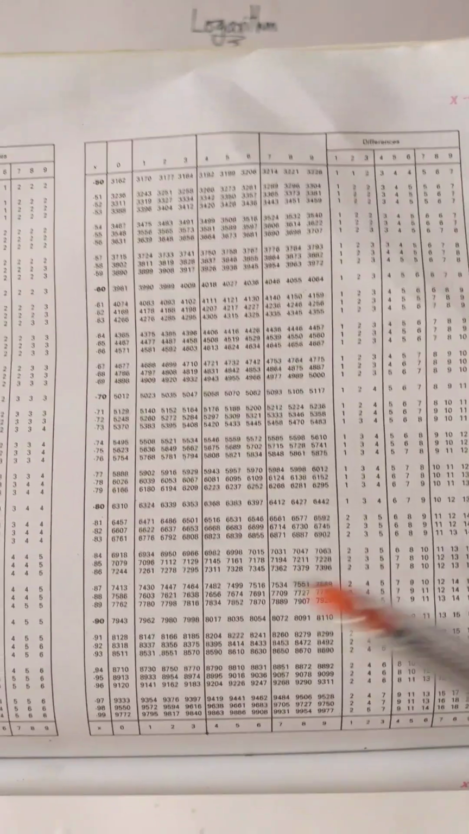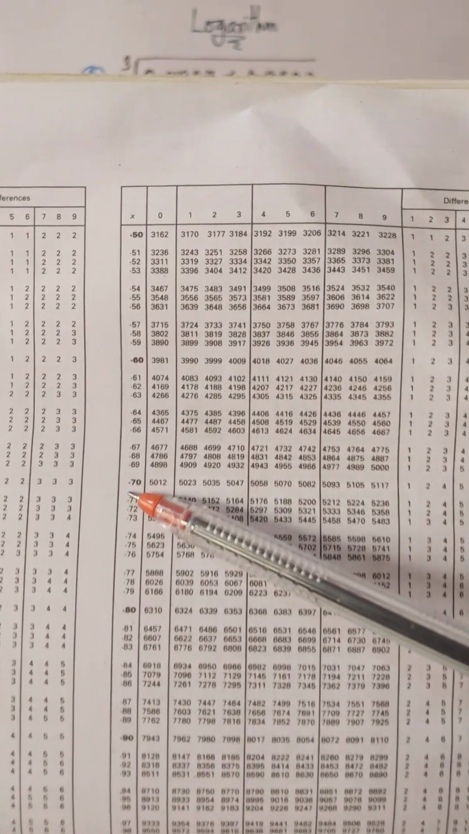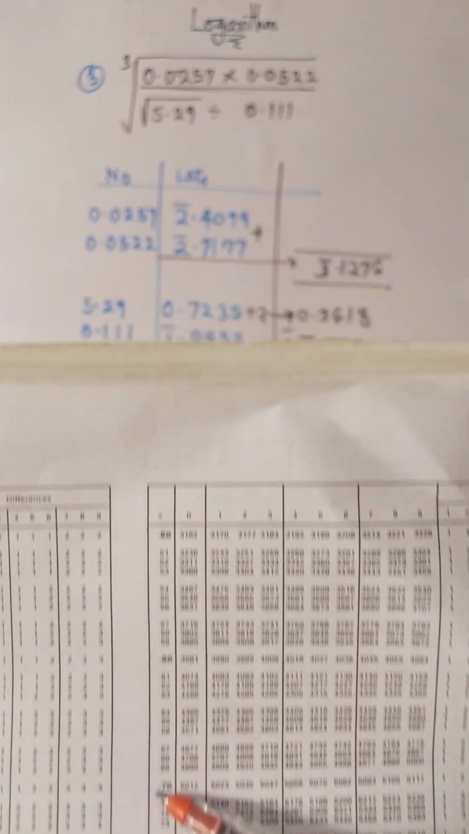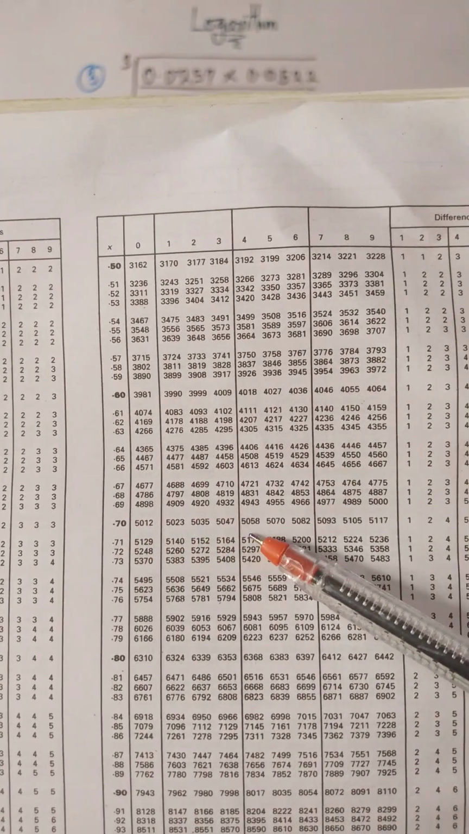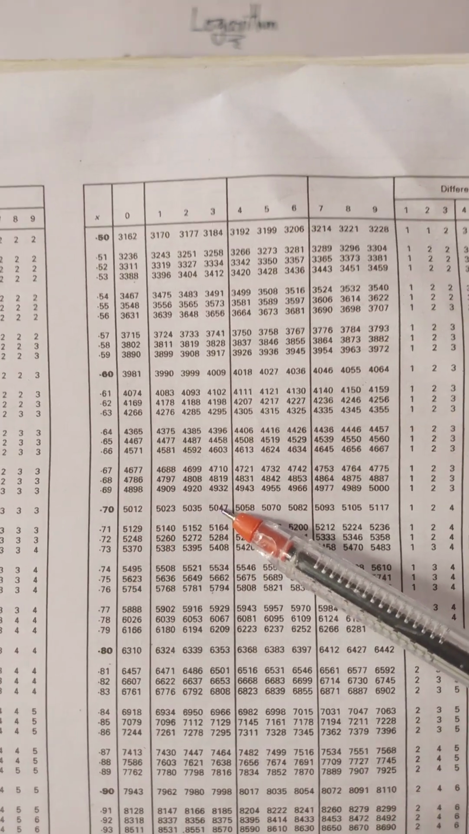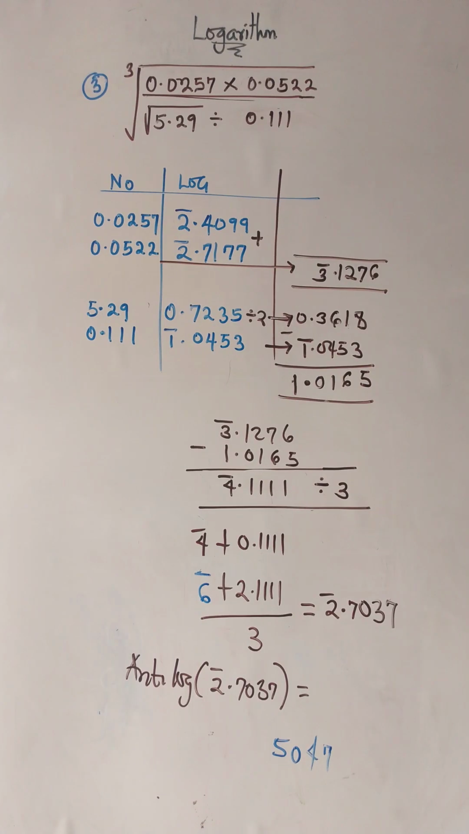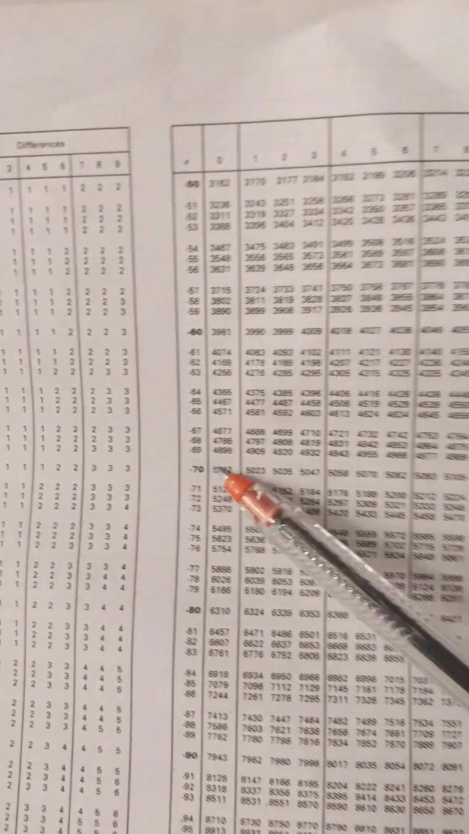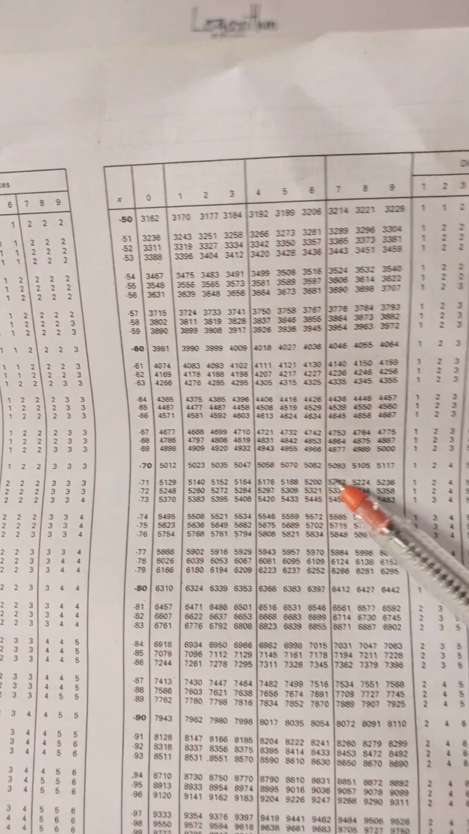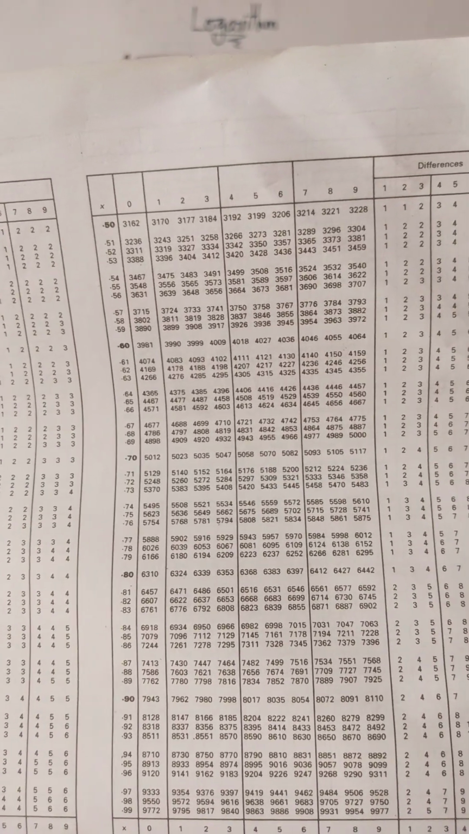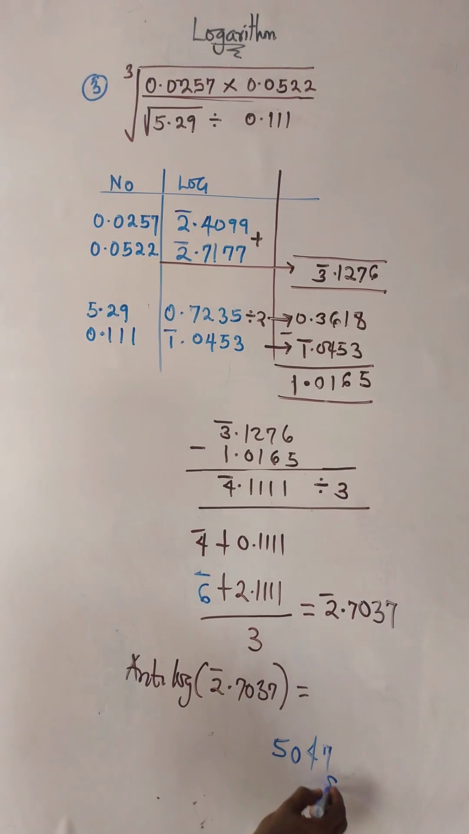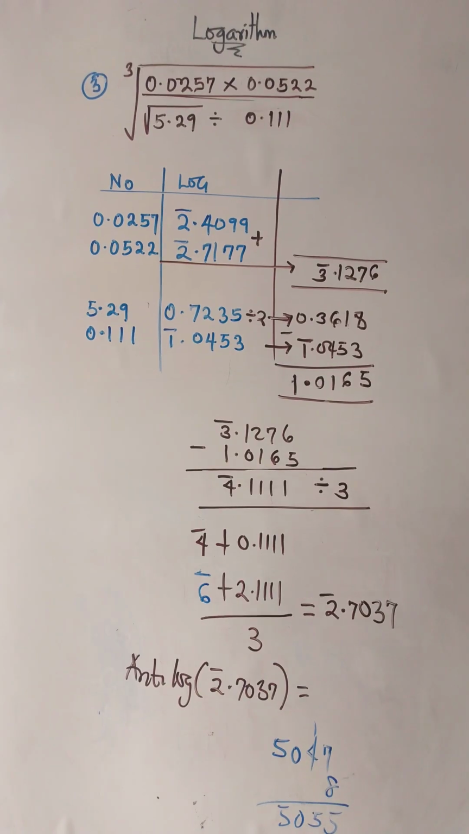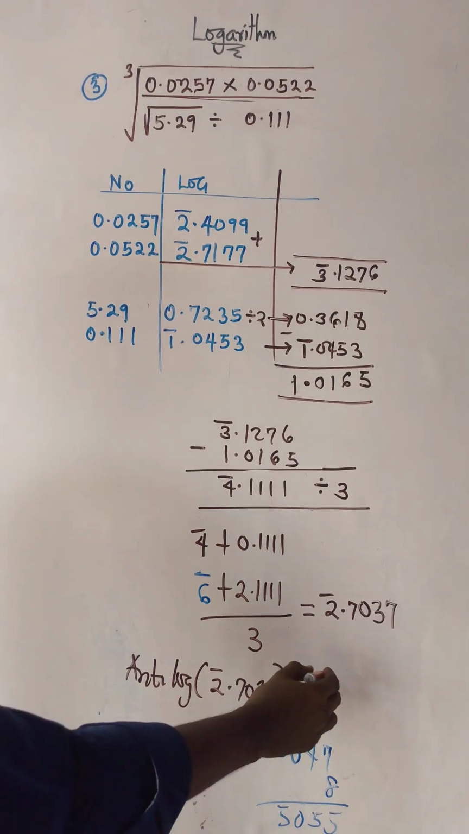This is our antilog table and this is 70. So 70 under what? Under 3. 70 under 3, that is 5047. Then difference 7. This is under 3. Difference 7 is 8. So I'm going to add 8 to it. So that will be 5055.